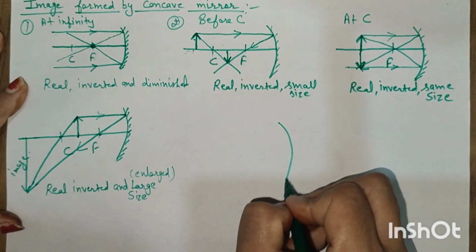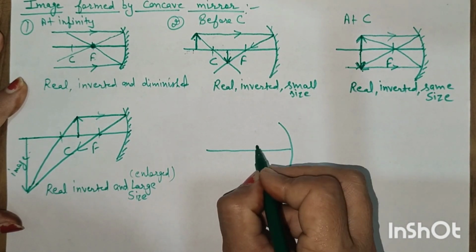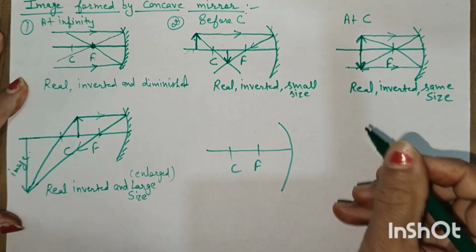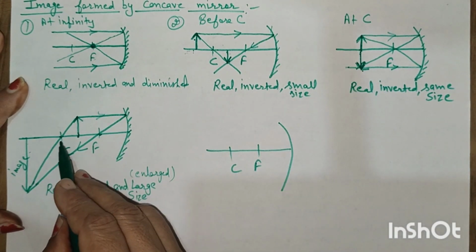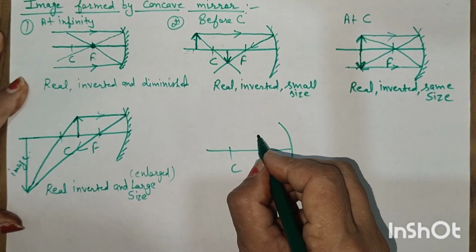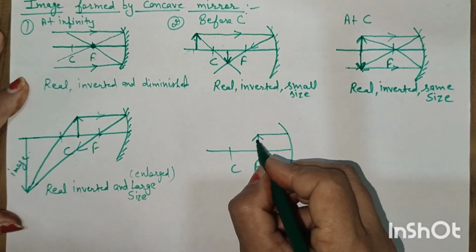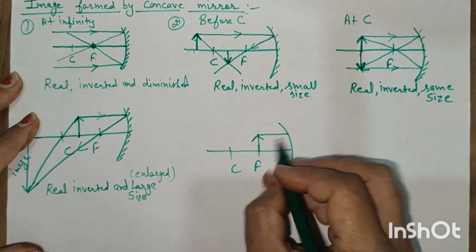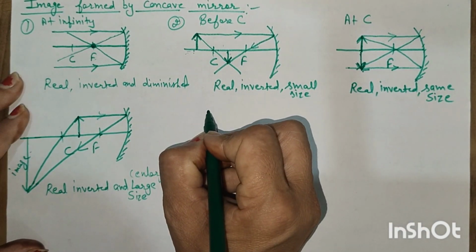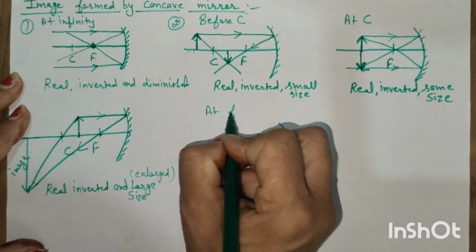Now where do we put the object now? After C, now we will put the object at the focus. When we put the object at focus.